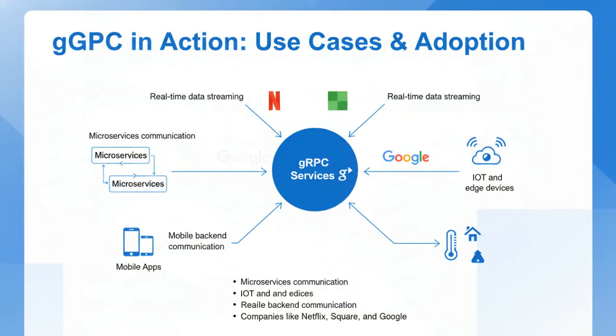Furthermore, for any scenario requiring real-time data streaming, such as live dashboards or gaming, gRPC's streaming capabilities are a perfect fit. Major companies like Netflix, Square, and of course Google are leveraging gRPC to power their high-scale distributed systems, demonstrating its robustness and capabilities in production environments.